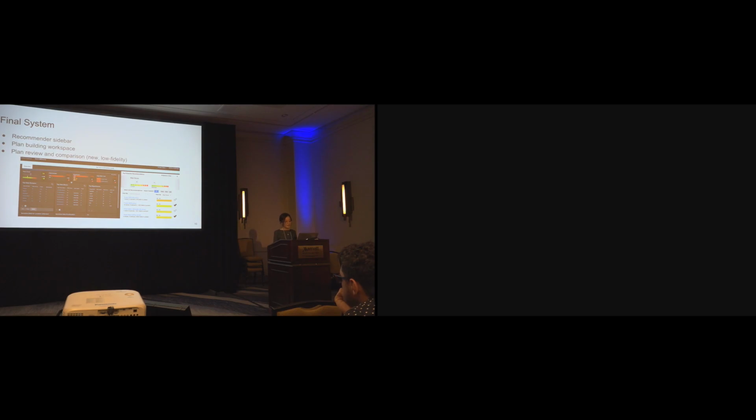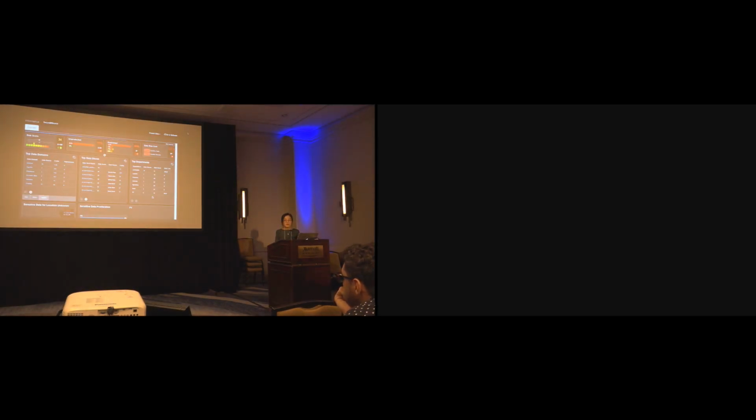And now I'm going to do a live demo of our final system. It's composed of a recommender sidebar and a plan building workspace, and based on our evaluation cycle, we also had a new low-fidelity prototype of the plan review and comparison. So we built our prototype on top of a proactive data security system that flags the risks in the organization. It's called Informatica Secure at Source.